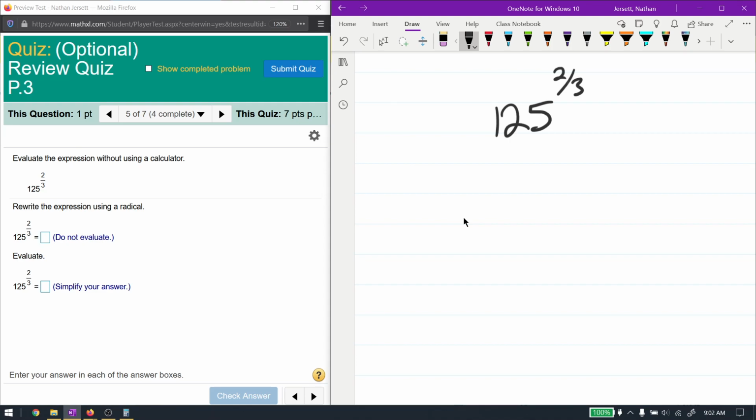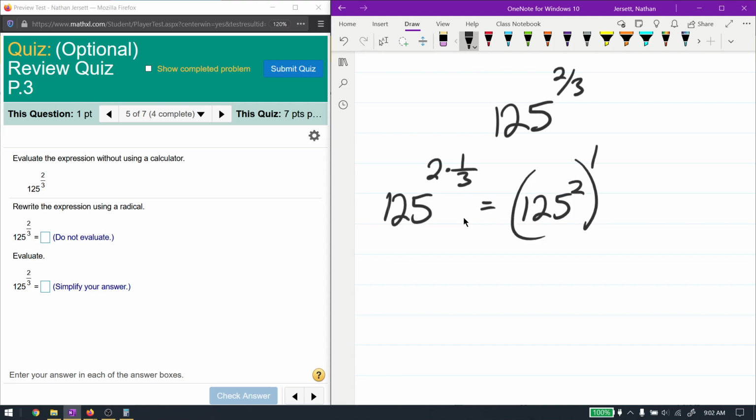Now, because of the way this is set up, with 125 to the 2/3, 2/3 is the same thing as 2 times 1/3. These are the same things. 2 times 1/3 is 2/3. Now, we can write this in two ways: 125 squared to the 1/3, and 125 to the 1/3 squared. The reason I'm writing this is because the 1/3 is a radical, and the 2 is just the power on the 125.